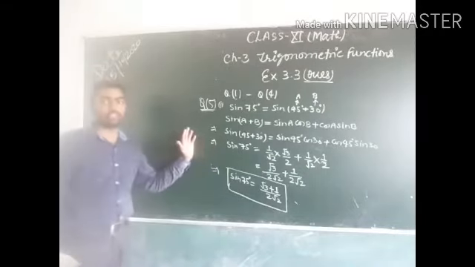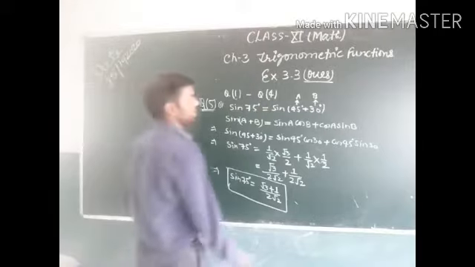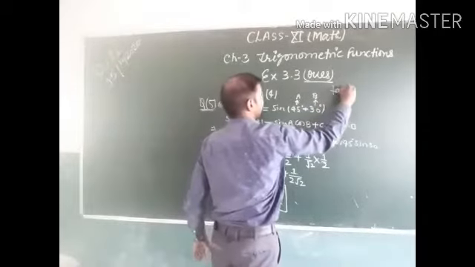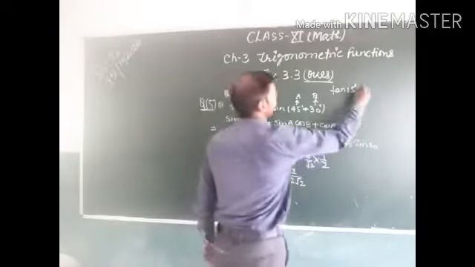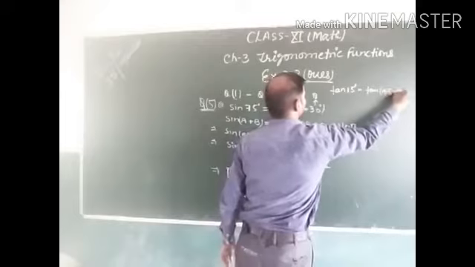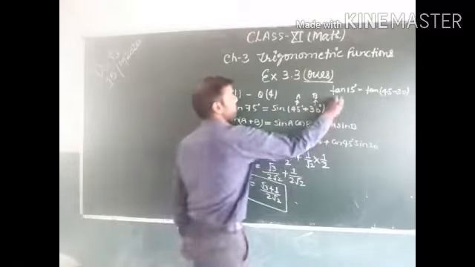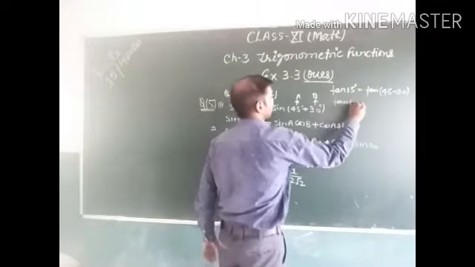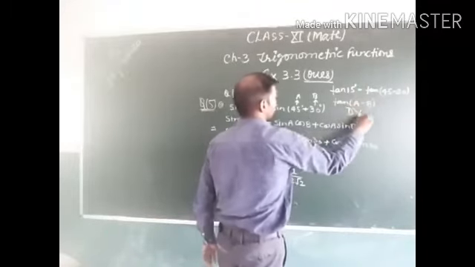Please pause the video and note it down. Now the second part is tan 15. Tan 15 can be written in the form of tan (45 minus 30 degree), and you use the formula for tan (A minus B) and you get your answer. So do this question yourself.